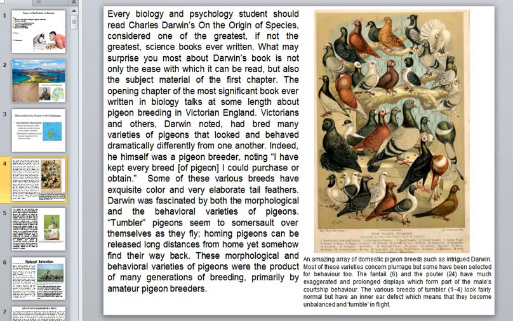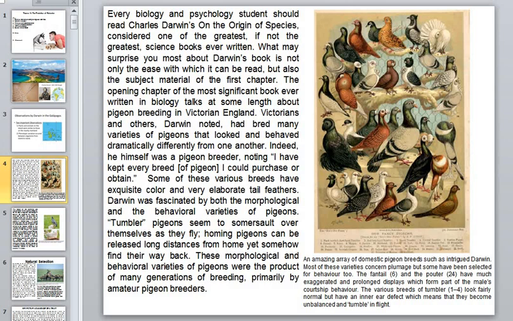every biology and psychology student should read Charles Darwin's On the Origin of Species, and consider it one of the greatest, if not the greatest, science books ever written. The opening chapter of the book talks at some length about pigeon breeding in Victorian England, and Victorians and others, Darwin noted, had bred many varieties of pigeons that looked and behaved dramatically differently from one another. Indeed, he himself was a pigeon breeder.